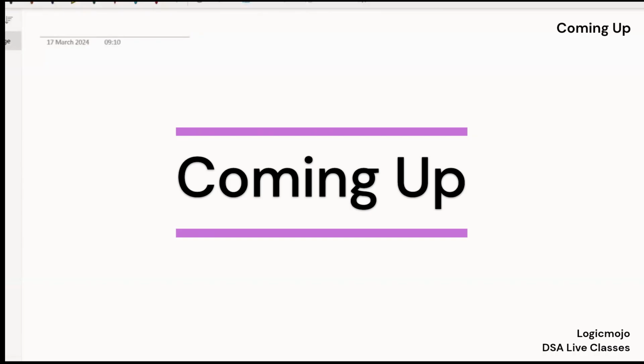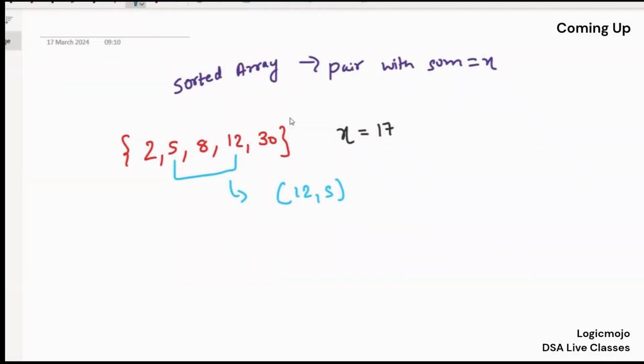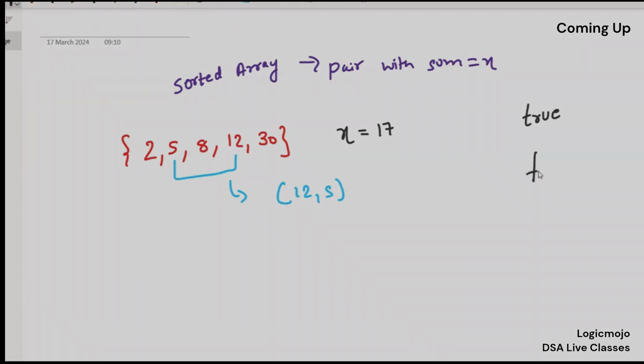Yeah, we'll start with the very first question. Here, we are given a sorted array, and we have to find a pair with sum equal to x. Now, we don't want those values. What we want as an output is true or false.